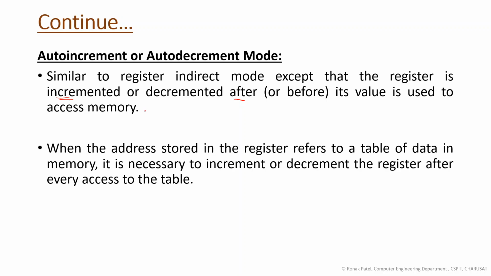Okay. When the address stored in the register refers to a table of data in memory, it is necessary to increment or decrement the register after every access to the table. So sequentially, if you are accessing, then after accessing the first entry, you want to go to the second, you want to go to the third, likewise. So in that case, this auto increment decrement mode is useful. Okay.